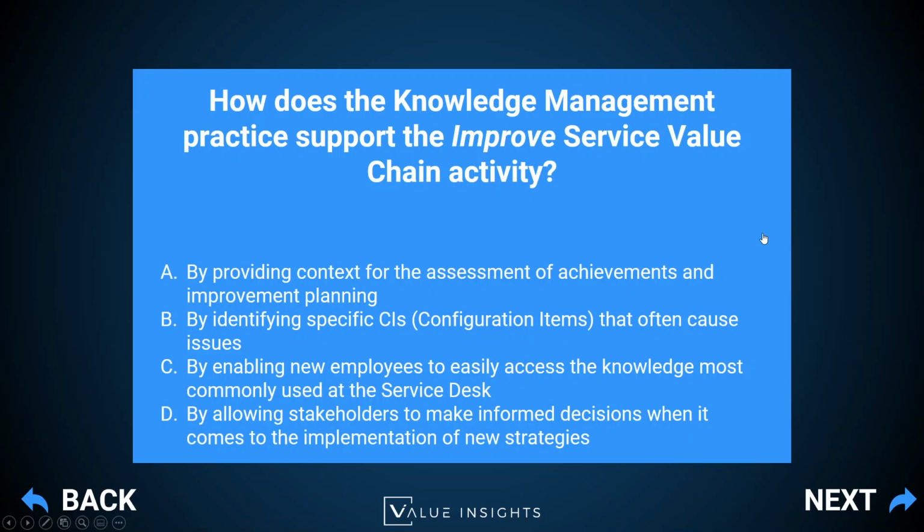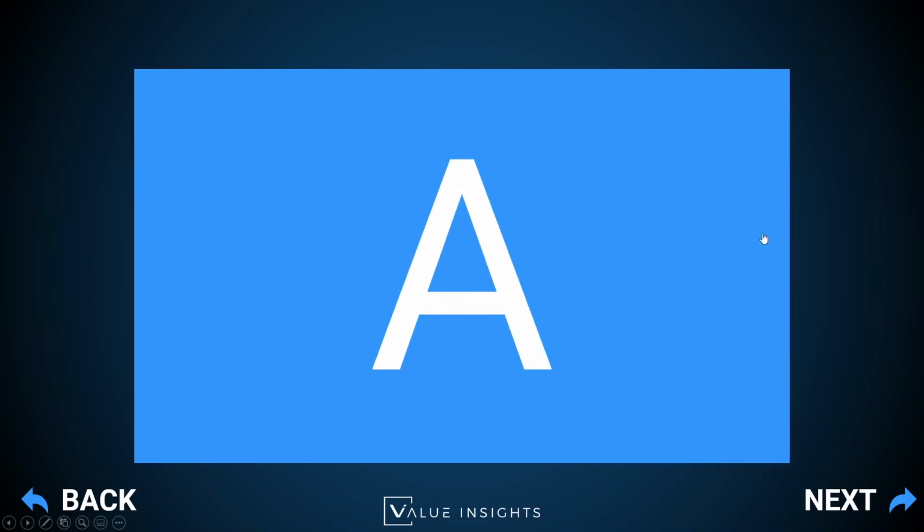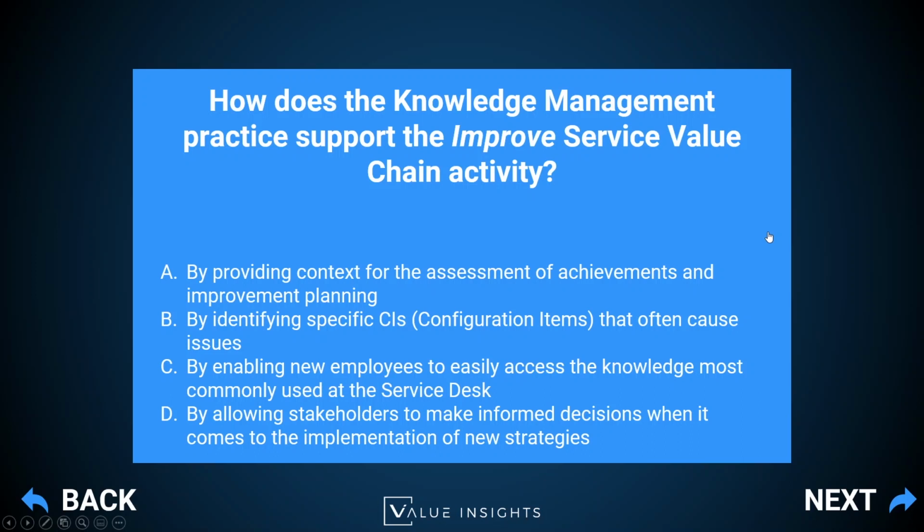The correct answer for this question would be A. A says by providing context for the assessment of achievements and improvement planning. Well, providing context means that whatever initiatives we had in the past or whatever improvements we wanted to achieve, knowledge management makes sure that the results and the conclusions are documented somewhere. So these can be made available for use later on.